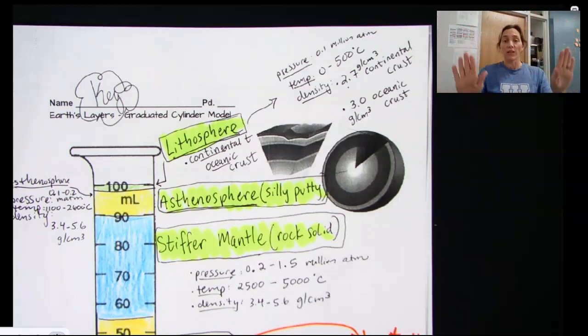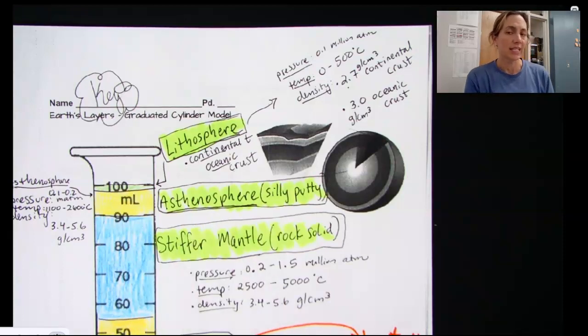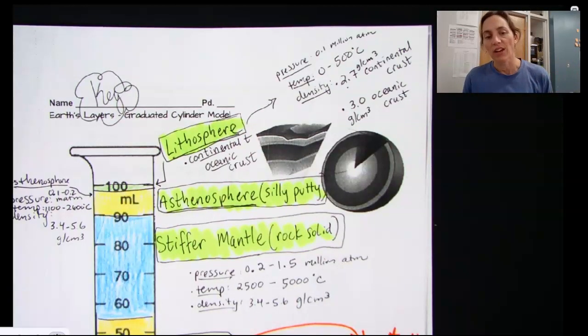So where did we see this? We saw that in our bread pan model yesterday. And if this is a solid layer, then the asthenosphere is a silly putty layer. It's not a rock solid. It's flexible, it's plasticky, and this is the layer where technically convection is happening.